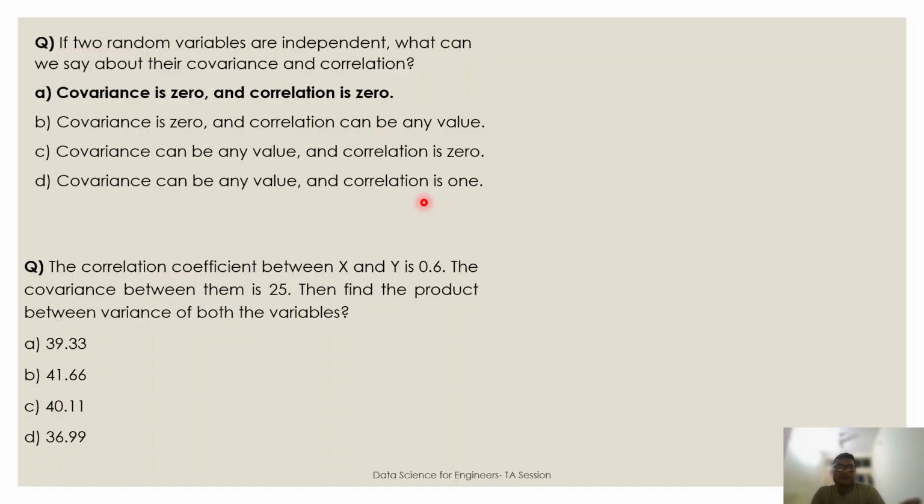Covariance can be any value. Yeah, Sahitya, it's true, but it can be zero for the independent case. So that's why the first option is the correct option.